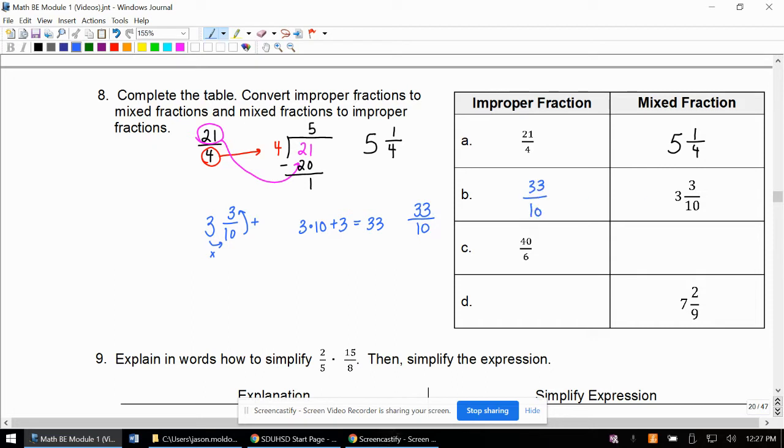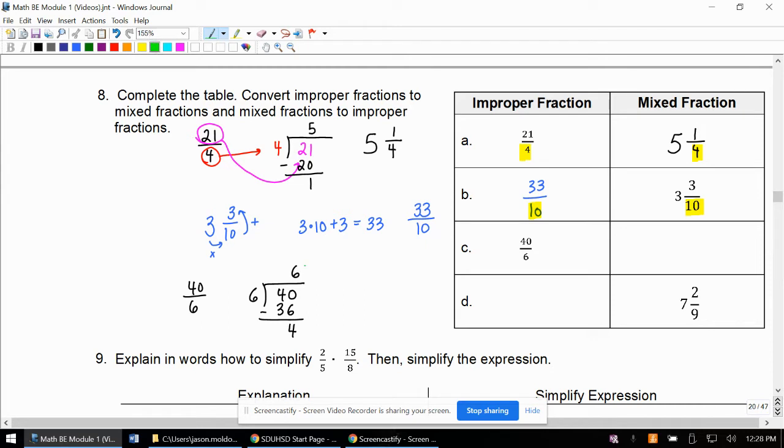One of the things that is nice about these is that we are going to be keeping the denominator the same, unless for some reason these simplify a bit. C is 40 over 6. So for 40 over 6, we're going to see how many times does 6 go into 40. 6 goes into 40 6 times. Using your times table, 6 times 6 is 36, and we're left with 4.